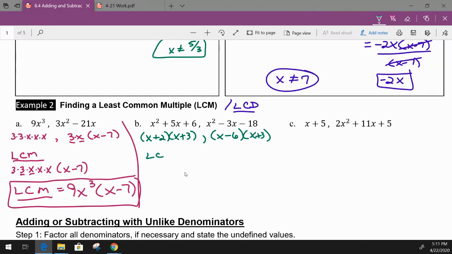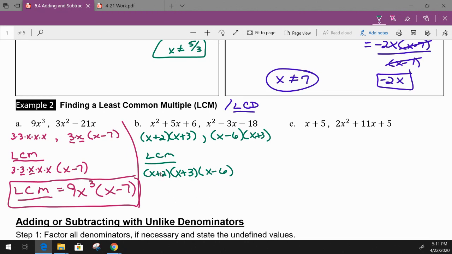So your least common multiple has to include the factors of each of these. So it has to have an x plus 2 because this has a factor of x plus 2. It also has to have a factor of x plus 3 because the original has a factor of x plus 3. Well, the second trinomial already has a factor of x plus 3, and the least common multiple already has a factor of x plus 3. So they have that factor in common, which means you do not need to duplicate it. But what's missing from the least common multiple is the x minus 6.